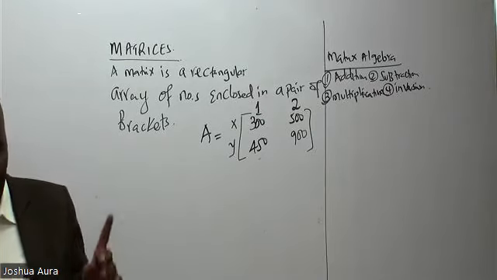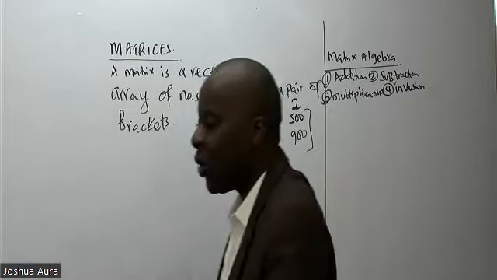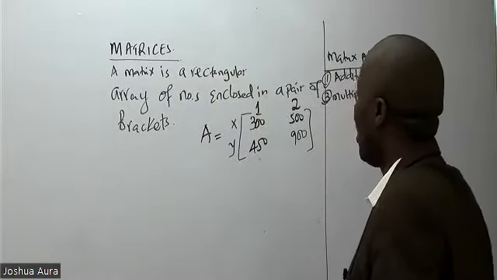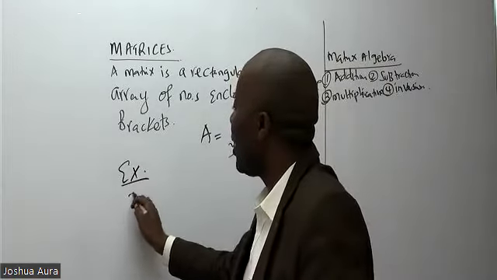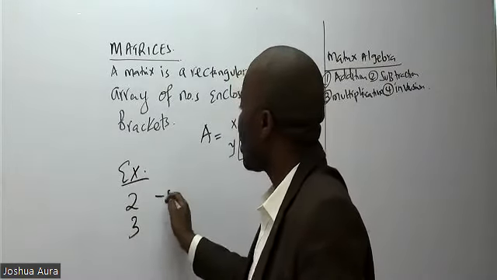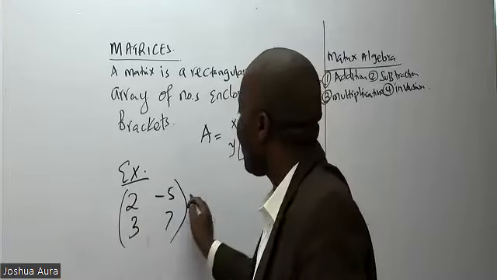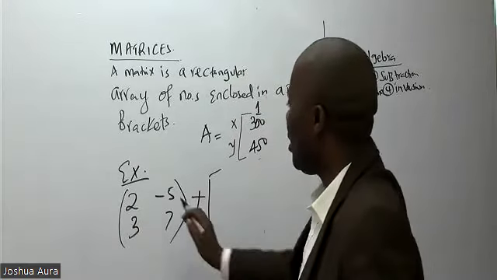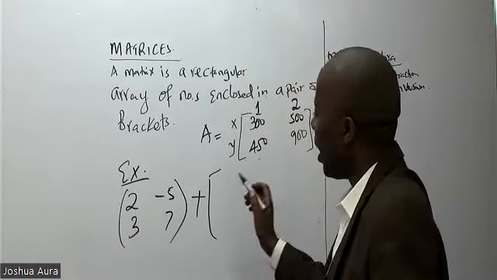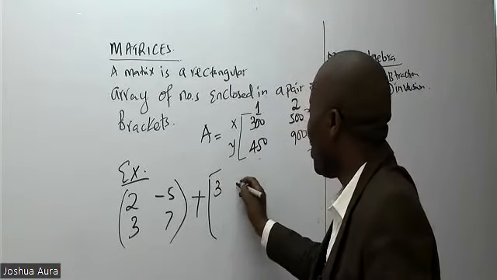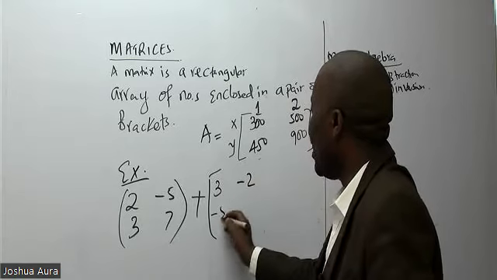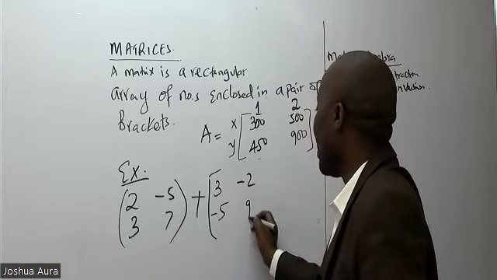Ladies and gentlemen, please listen here. For me, I would want us to go practical. So if, for example, here you are given 2 matrices, like 2, 3, minus 5, 7, and then somebody comes and tells you to add this matrix to this one here. For example, 3, negative 2, negative 5, and in this case here, 9, like that.